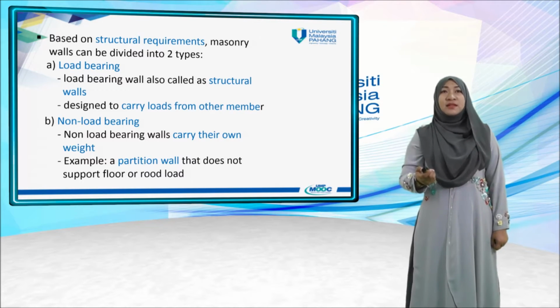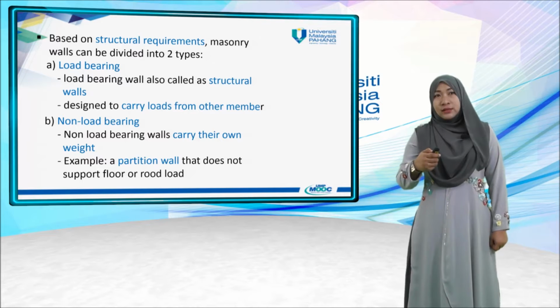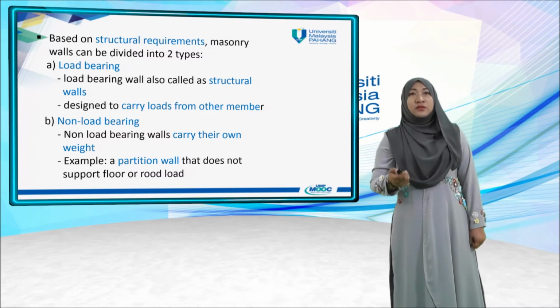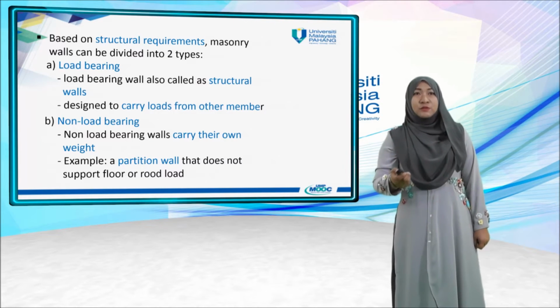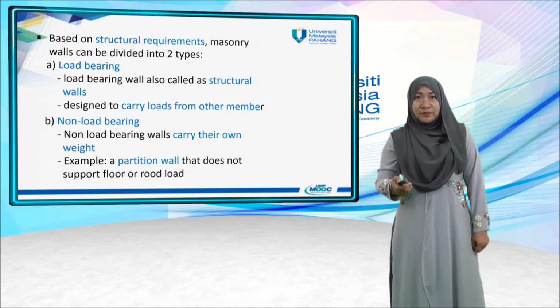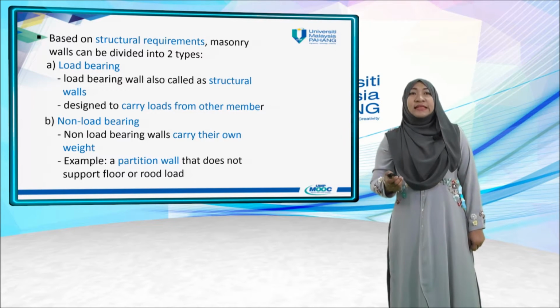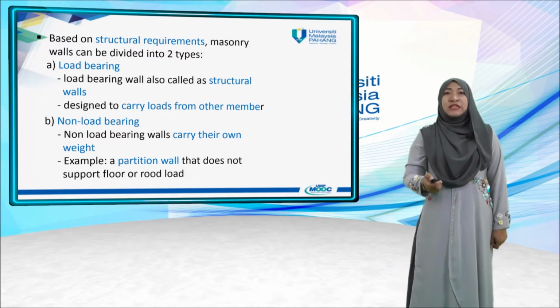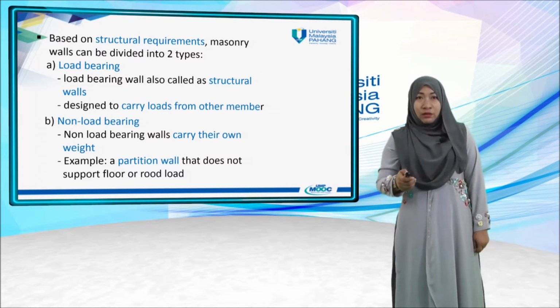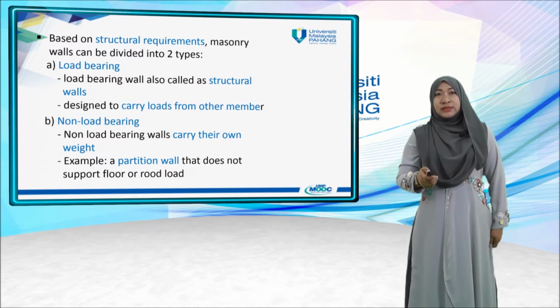Load bearing walls, also called structural walls, are designed to carry loads from another member. Non-load bearing walls carry their own weight, for example, a partition wall that does not support floor or roof load.